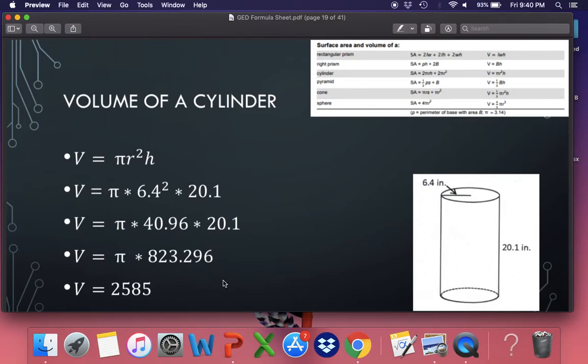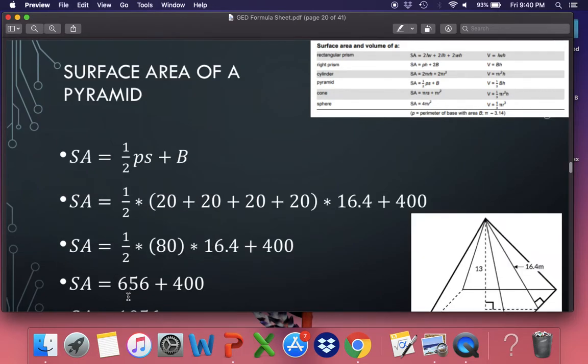Volume of a cylinder is pi times radius squared times height. So volume is pi times the radius squared, 6.4 squared, times the height, 20.1. So pi times 6.4 squared times 20.1 will give you 823.296 times pi, which will be roughly 2585.